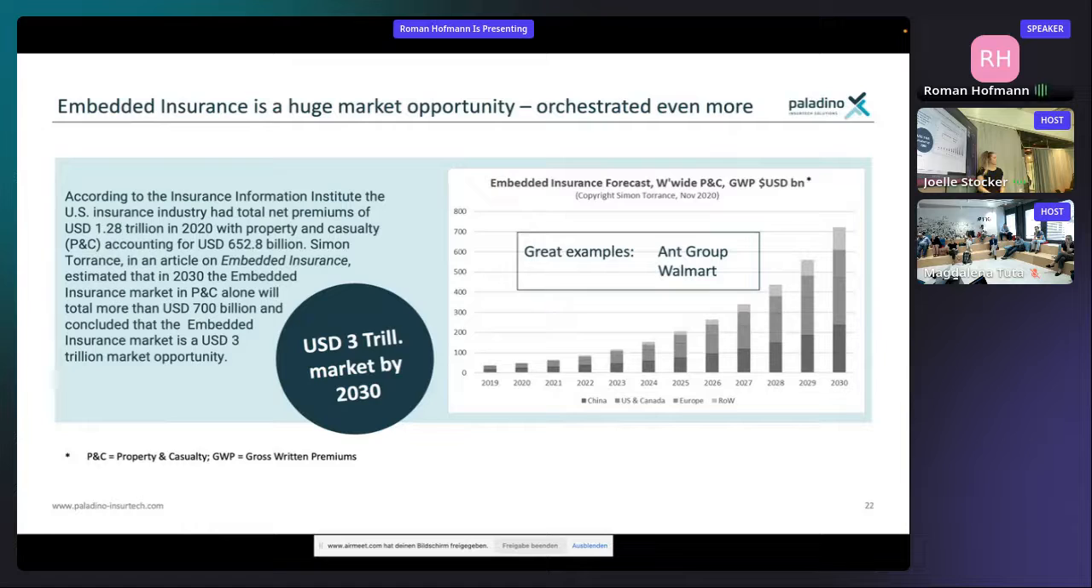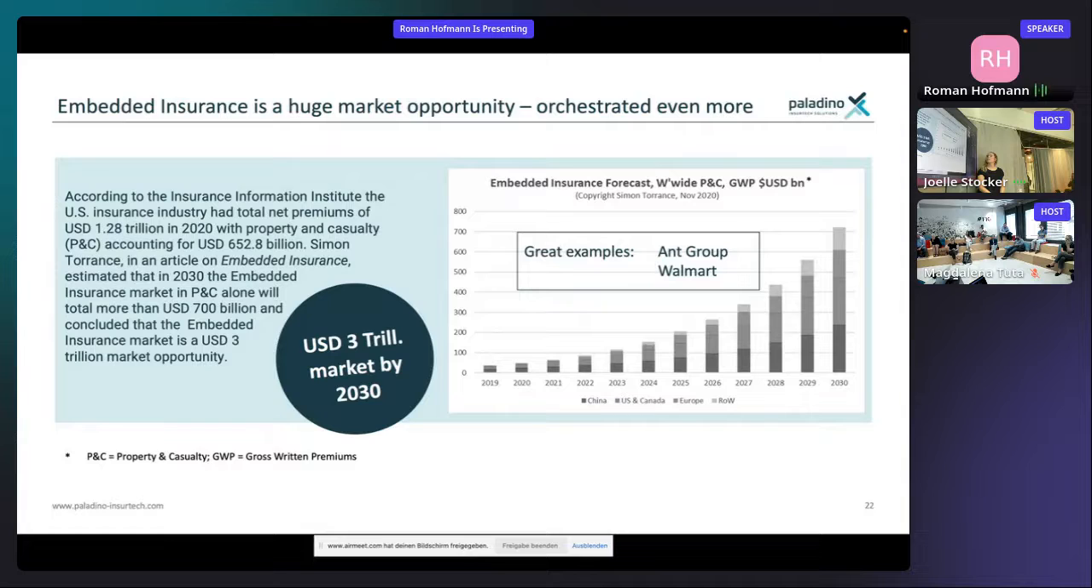He was mainly focused on embedded insurance, but Simon and I are, in the meantime, on the same line. He's also convinced that it needs more than just embedding. The right way is orchestration. And I'm absolutely the same on the finance side. It's the same potential for banks as well. And there are already some big and great examples in the market.